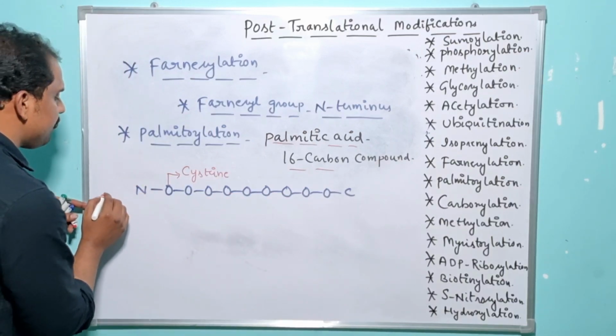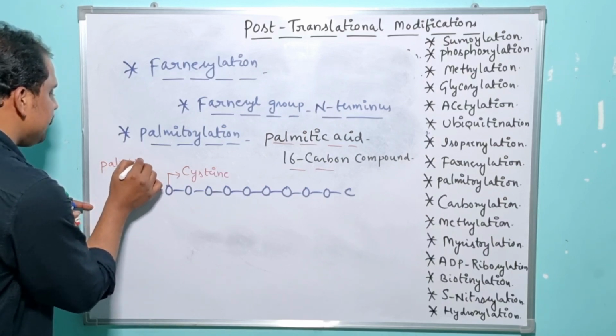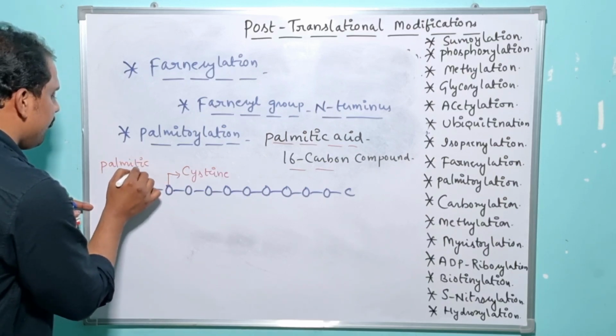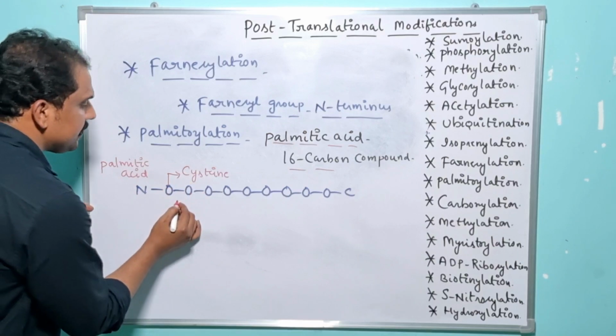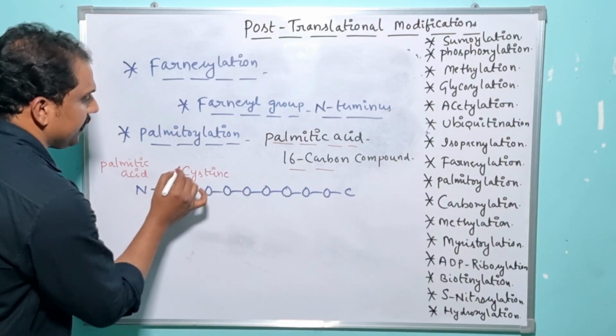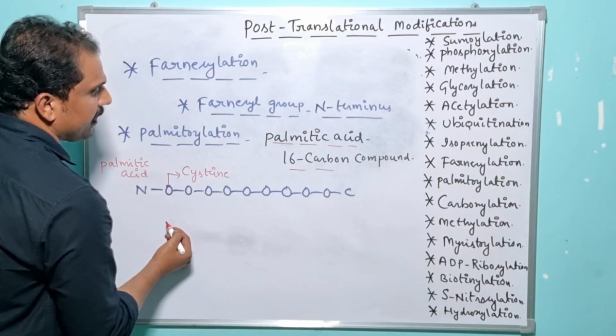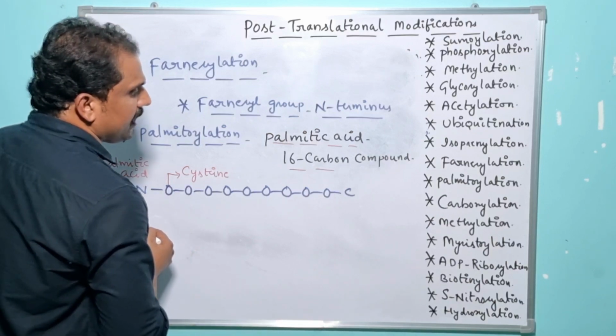Once the palmitic acid, which is a 16 carbon compound, gets successfully recruited to the cysteine amino acid present at the end terminus of the nascent polypeptide chain, it leads to the activation of a specialized post-translational modification, which is nothing but palmitoylation. So this is about palmitoylation.